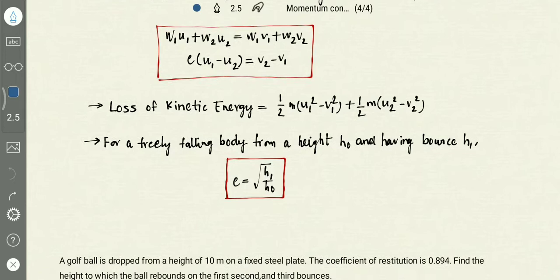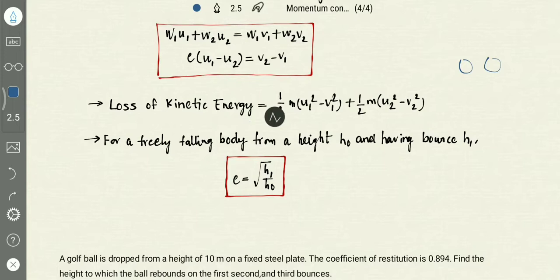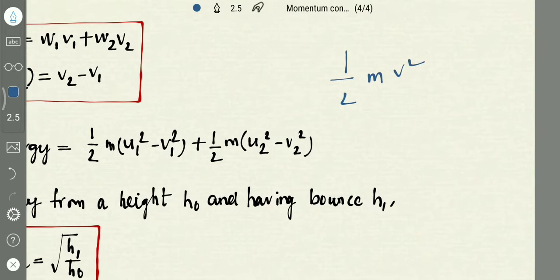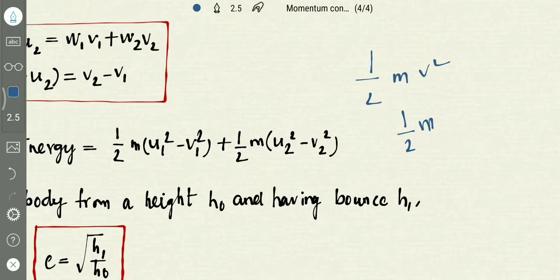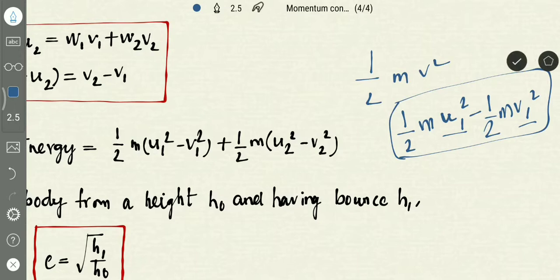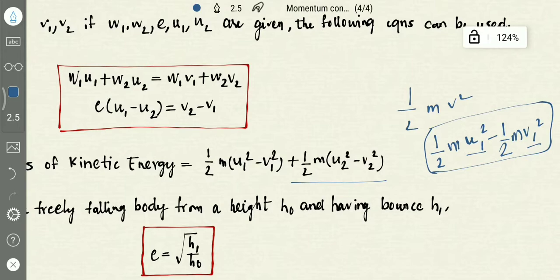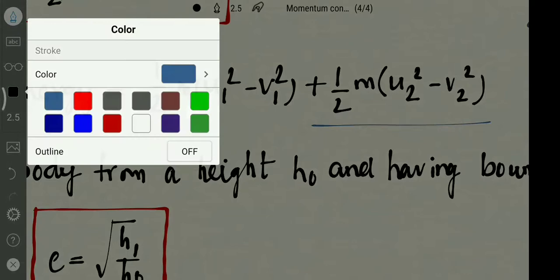And during the impact, there will be a loss of kinetic energy. So what is the loss of kinetic energy? Kinetic energy is given by half m v square, half into mass into velocity square. The kinetic energy loss will be by both the bodies, right? For the first body, initially it will be high, half m u1 square, minus half m v1 square. The final velocity will be less than the initial velocity, right? So it will be half m u1 square minus half m v1 square. And similarly for the second body, it will be half m u2 square minus half m v2 square. If the bodies have different masses, it will be m1 and m2.